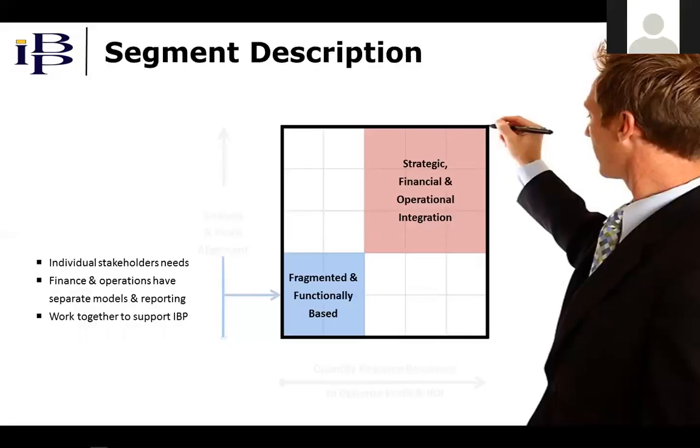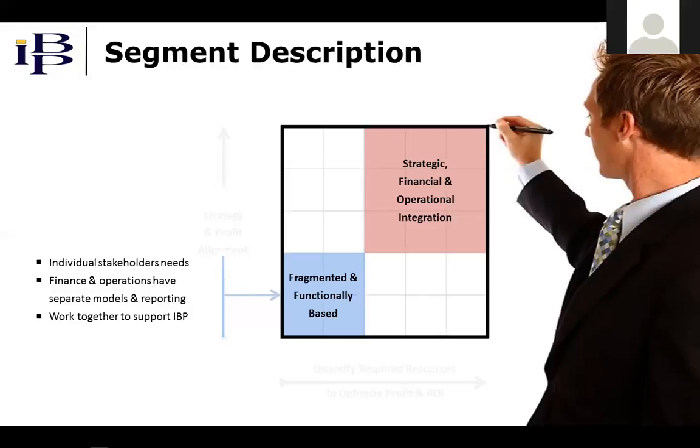For example, they're really focused on individual stakeholder needs. So even though sales and operations planning tools call themselves integrated business planning, virtually none of these tools support budgeting or the reengineering of the budgeting process. Or if you look at a financial tool, none of them effectively support sales and operations planning. So the main thing here is that finance and ops just have separate models and reporting systems.